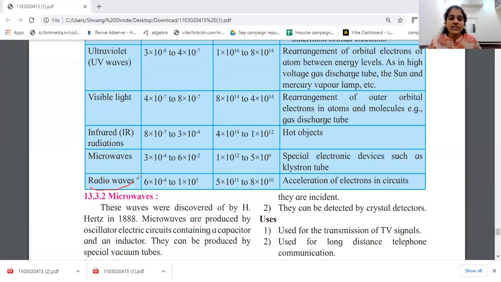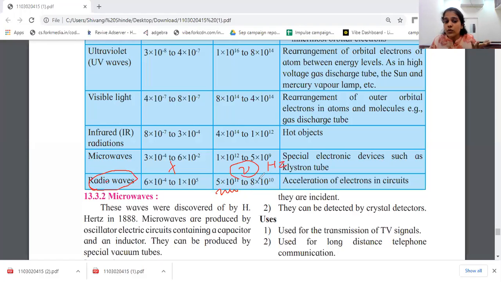So see students, this is radio waves. This is the wavelength range for radio waves, and this is the frequency range for radio waves. All right, students. As I said, I would suggest always remembering the frequency range. Now this range is in hertz. You all can see for radio waves, the range starts from 5 into 10 raised to 11 hertz till 8 into 10 raised to 9 hertz.